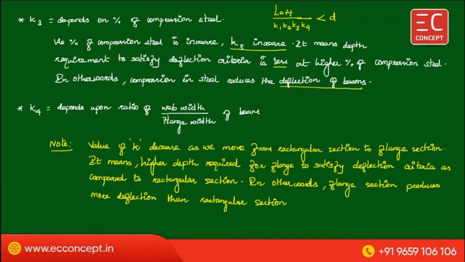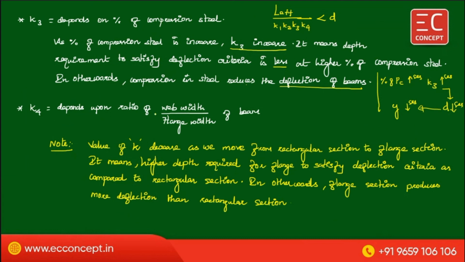In short, I can write here: if the percentage of compression steel increases, then K3 increases. If K3 increases, then D decreases. If D decreases, the deflection is automatically reduced.